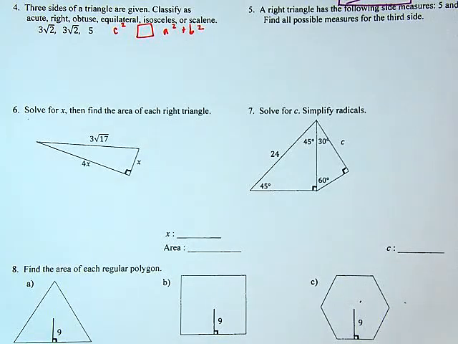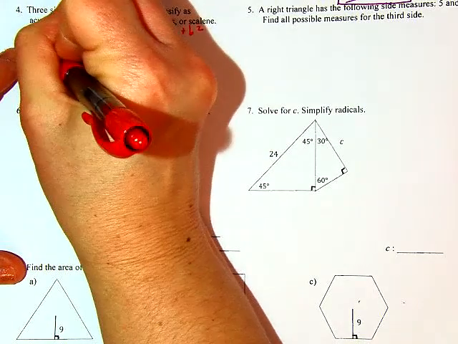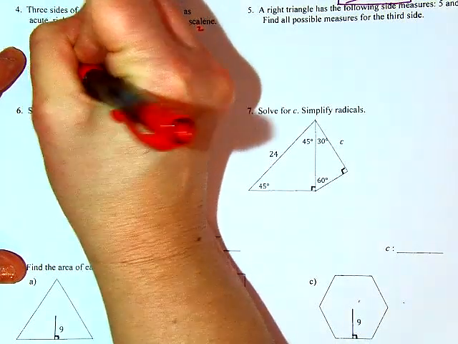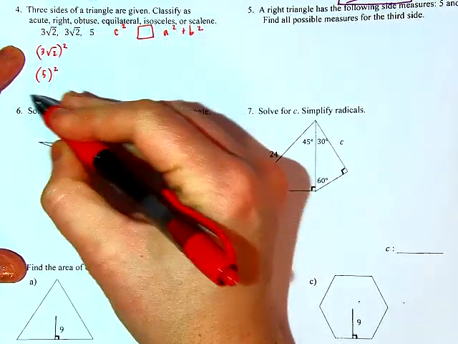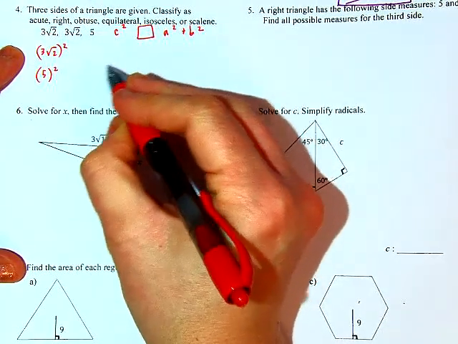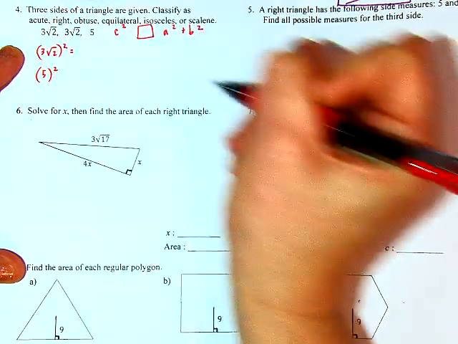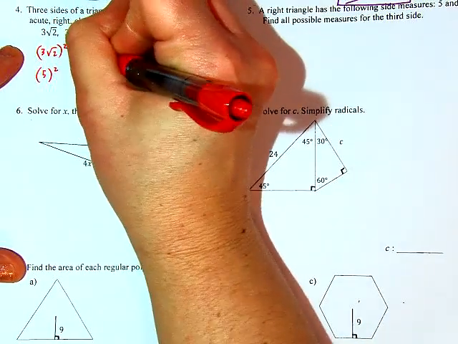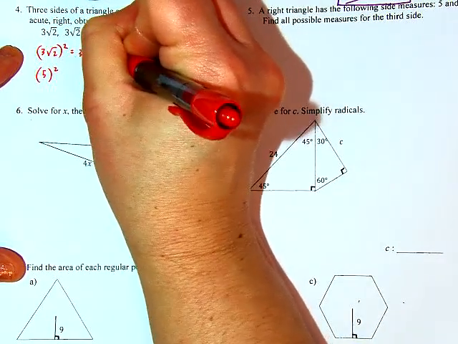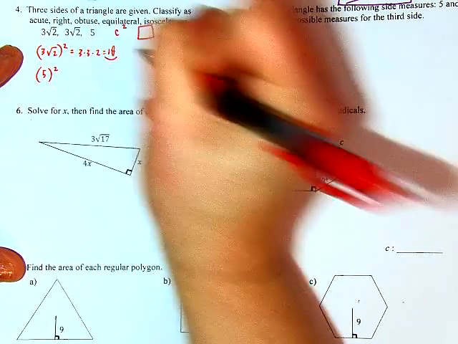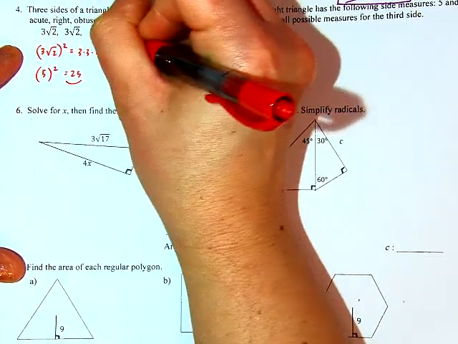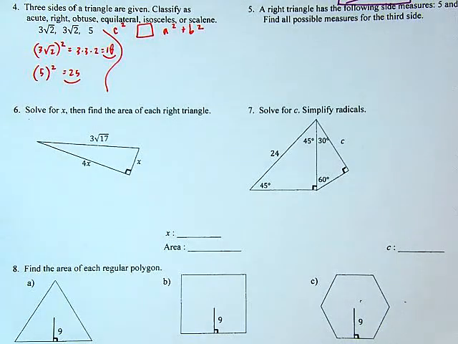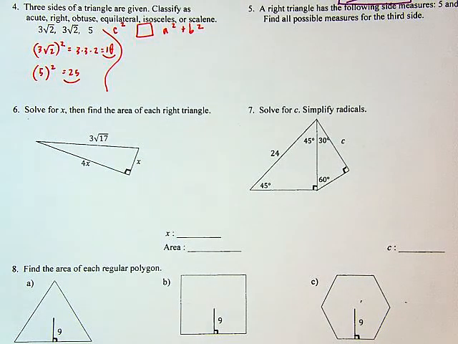All right, so I'm just going to go ahead and I'm going to square the 3 root 2, and I'm going to square the 5 to see what's the biggest number, and that would go in this slot right here. So 3 root 2 squared is like saying 3 times 3 times 2, 18, and 5 squared is 25. All right, so that's telling me then that 5 is my biggest side.